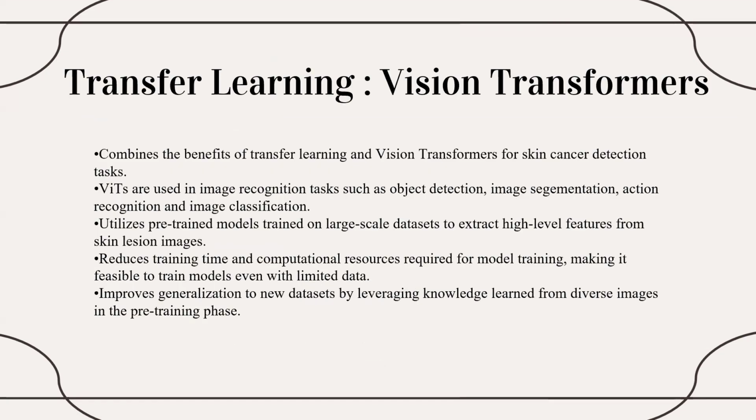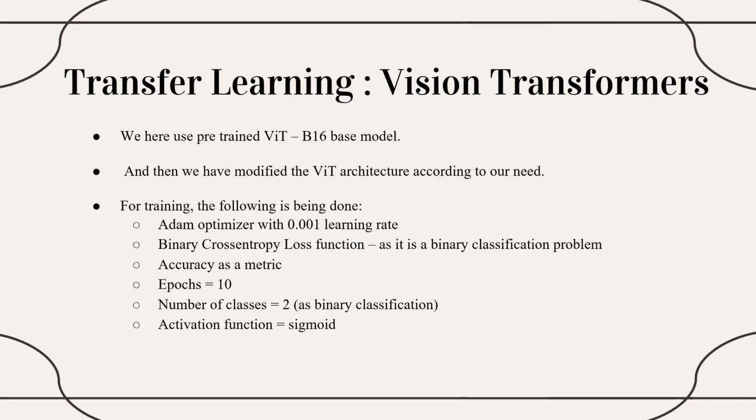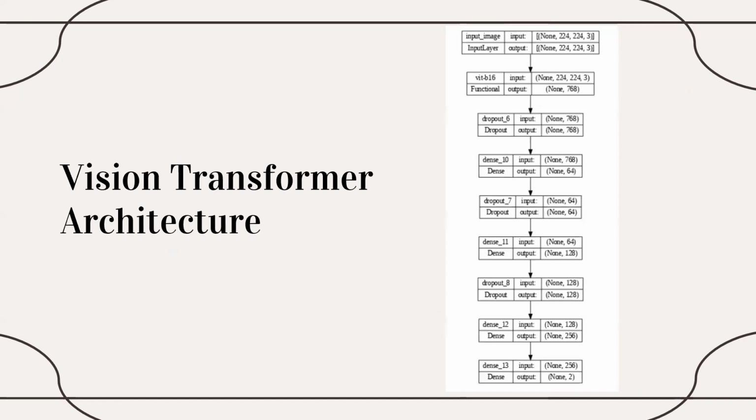To enhance our classification further, we have used the transfer learning technique of vision transformers for object detection and image segmentation, as they are great at extracting high-level features from the skin lesion images. We use a pre-trained ViT B16 as our base model, but we have modified our ViT architecture according to the need. Here also, we used Adam optimizer and binary cross entropy loss function with an activation function as sigmoid. This is the vision transformer architecture.